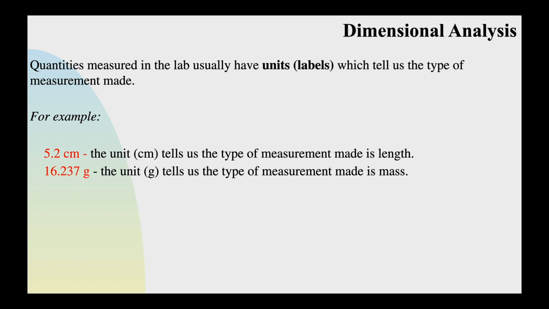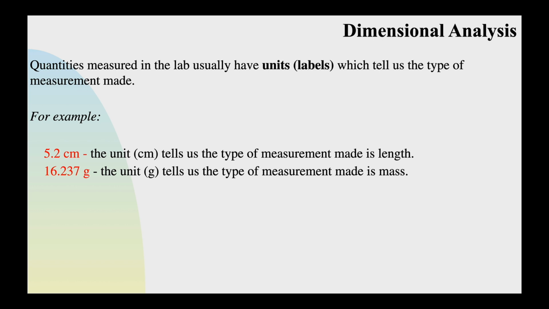So let's talk here a little bit about the numbers we're going to see in chemistry. 5.2 centimeters is a number you might see. And 5.2 tells us how much, if you will. And the centimeter tells you what it is. So in this case, it's a length. Meters is length. So you have 5.2 centimeters.